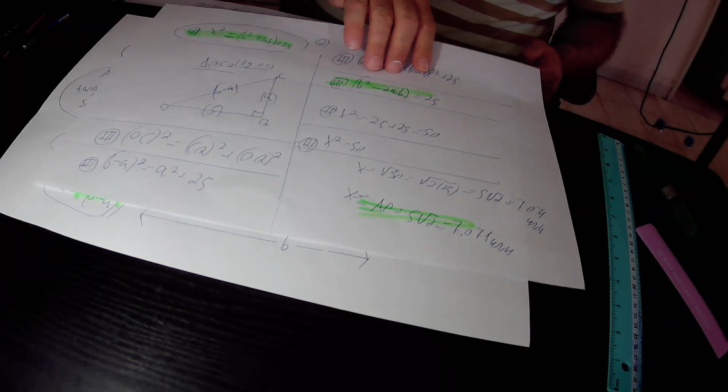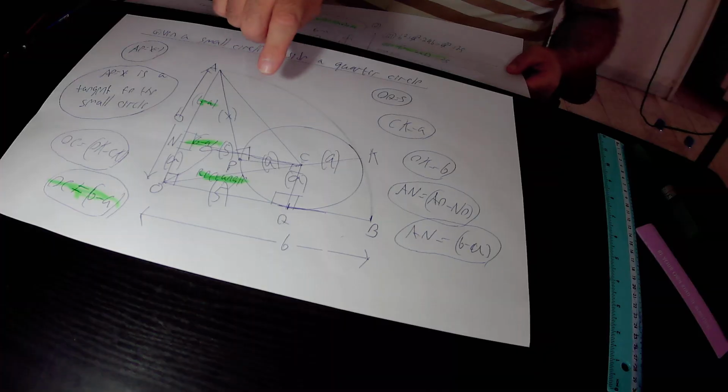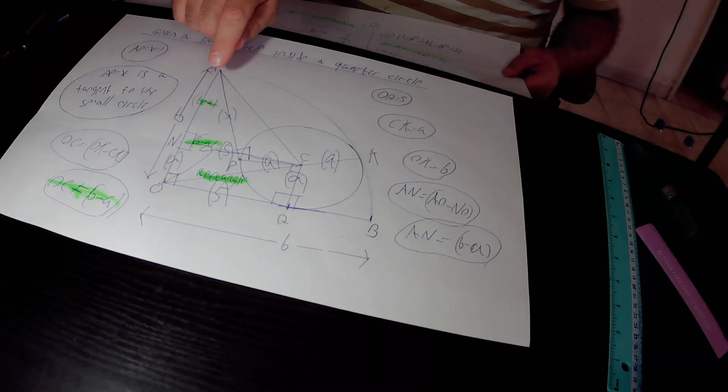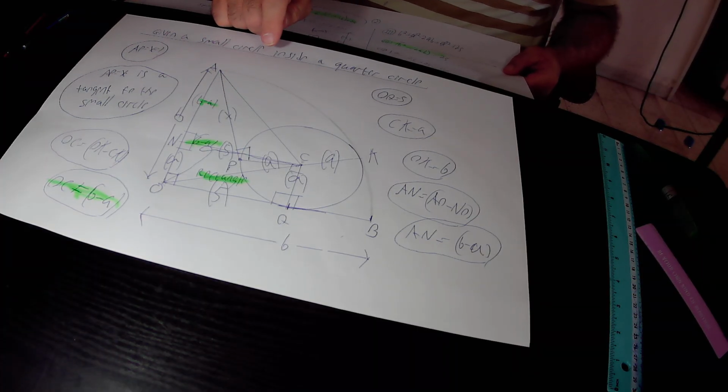So in total, we found that the length of the line segment AP equals 5 times the square root of 2 units. In terms of numbers, the length of the line segment AP, x, is equal to 7.071 units in its length.